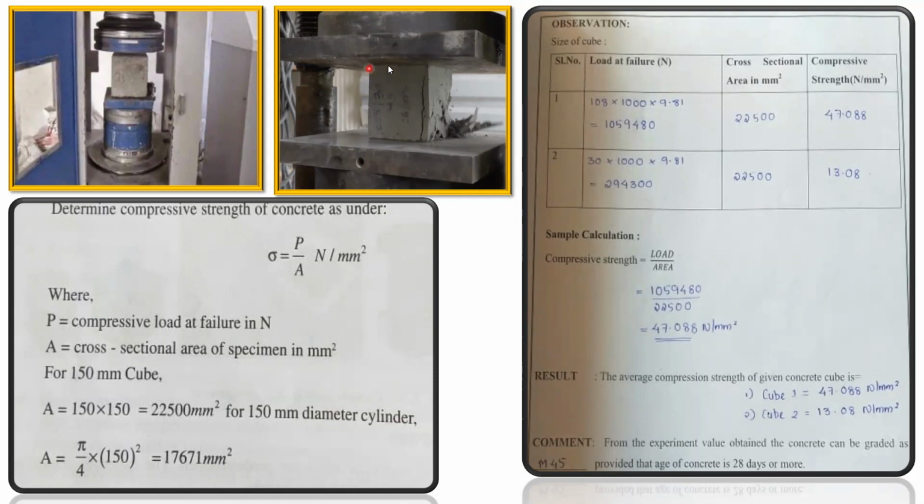They should not be inclined. The cube also should be properly cast, 150 by 150 by 150. There should not be variation. There are a lot of things, but as of now we'll not try to get into that.